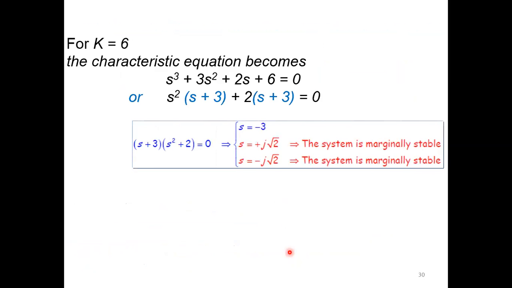For k exactly equal to 6, the characteristic equation becomes, making factors, we get s equal to minus 3 and two imaginary roots. The system is marginally stable. So at k equal to 0 or k equal to 6, the system is marginally stable, and between 0 and 6, the system will be stable. And the frequency of the oscillation will be square root of 2 radian per second due to this.